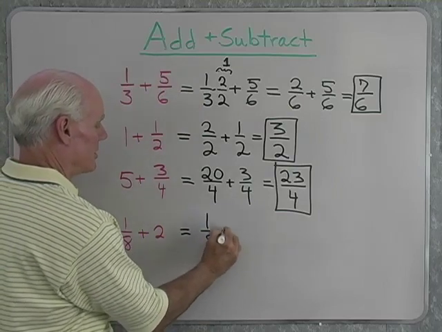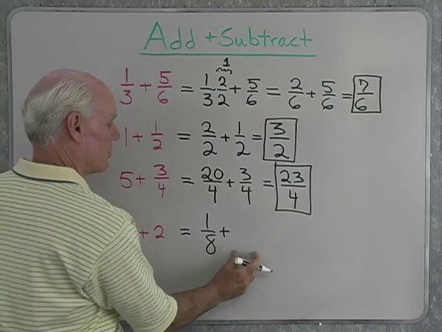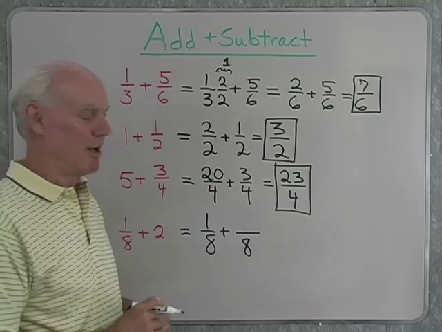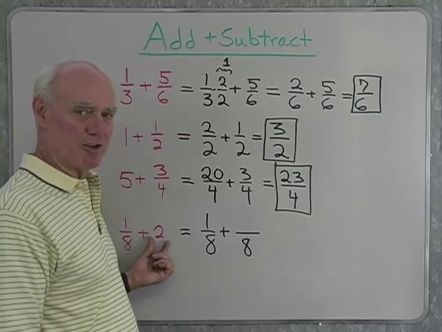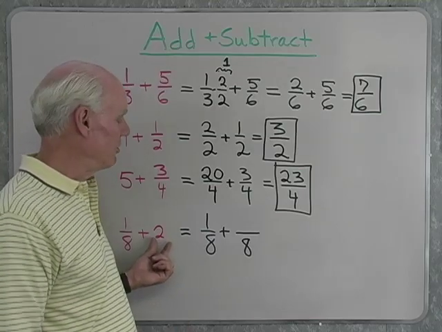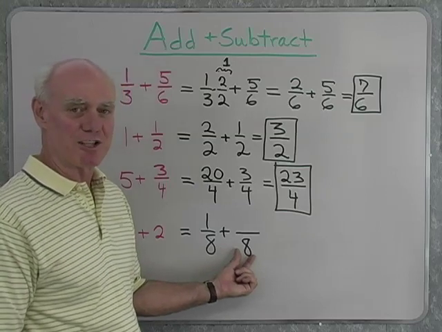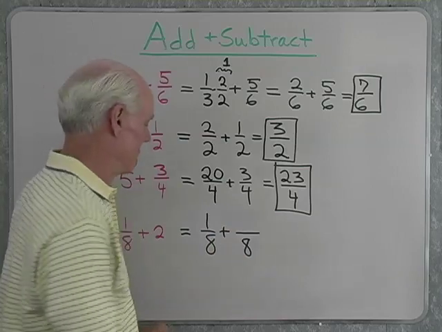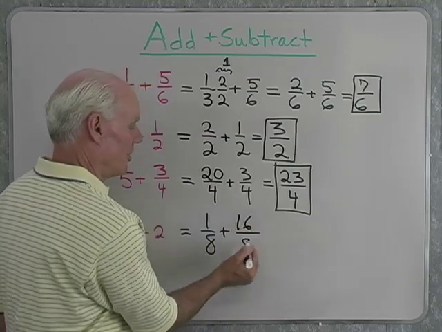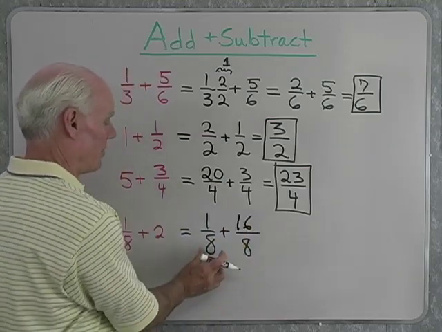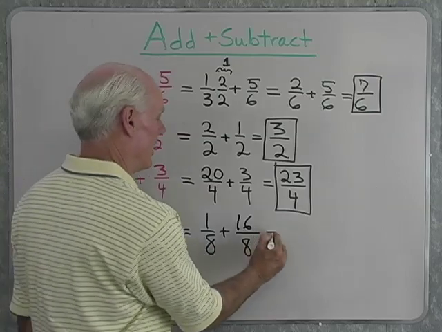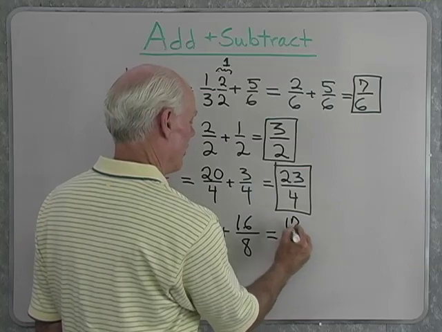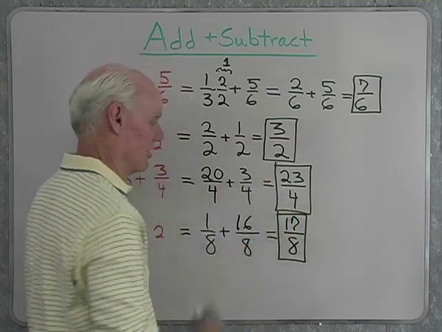1/8 plus, well, if I'm going to add this fraction to another fraction, that other fraction has to have a denominator of 8. But I can't change the value of the 2. It still has to have a value of 2, but also be written as a fraction with denominator 8. So what should the numerator be? 16. 16 over 8, that's the same as 2, so here's my problem, 1/8 plus 2. But now, at least I can add the 1 and the 16, get 17 over 8, and there's my result.